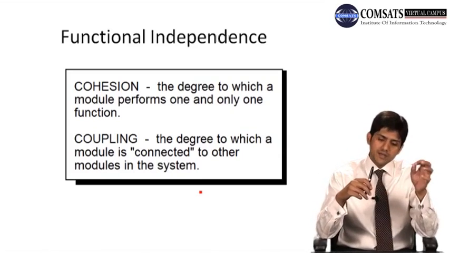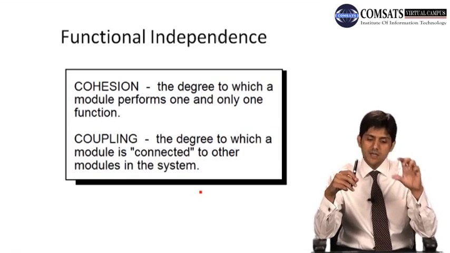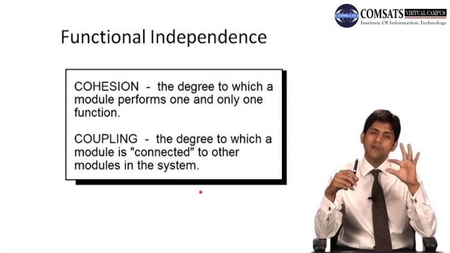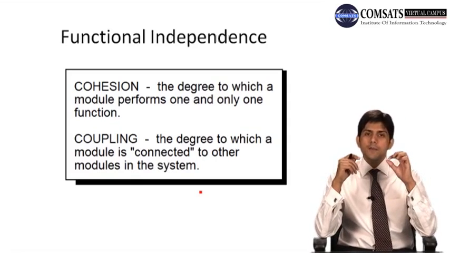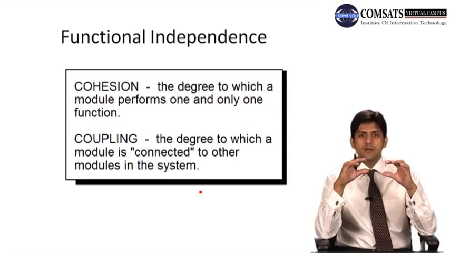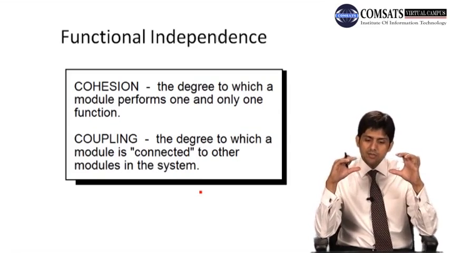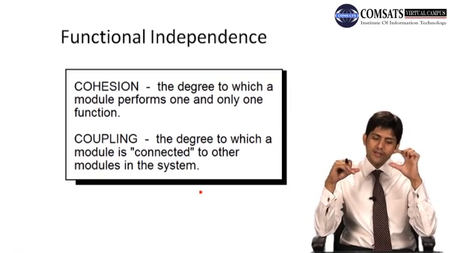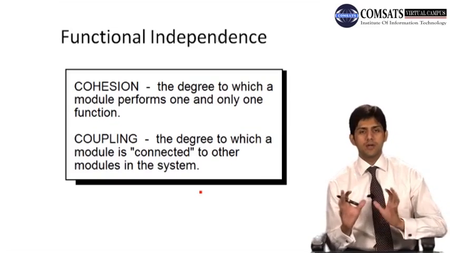सो इसके अंदर दो कॉन्सेप्ट हैं, one is called cohesion, the other is called coupling. Cohesion is the degree to which a module performs one and only one function, ठीक है, यानी कि for example you have a module और हम कहते हैं कि वो सिर्फ एक ही काम करता है और वही सिर्फ वो काम करता है, तो हम कहते हैं जी बड़ा कोहेसिव मॉड्यूल है। और कपलिंग क्या होती है, the degree to which a module is connected to other modules in the system.